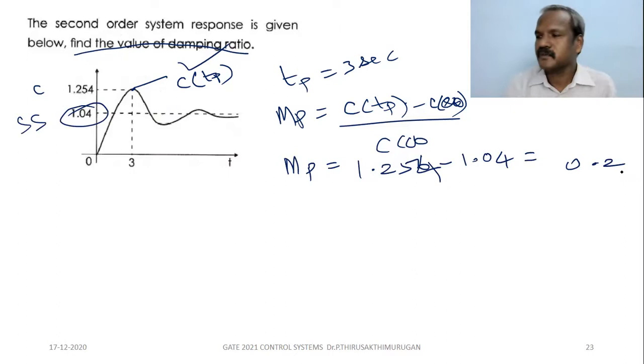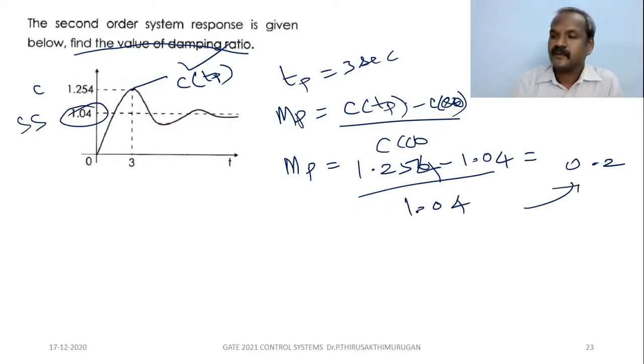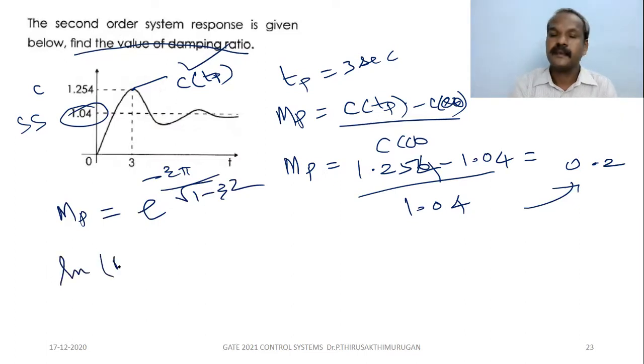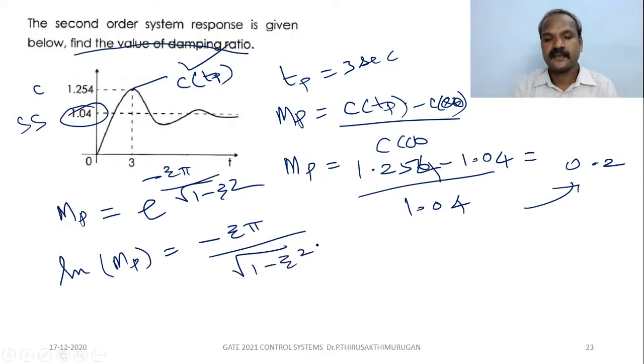From this, you substitute. So if you substitute this value here, 1.04, you will be getting 0.2. So maximum overshoot equals 0.2. Please remember MP equals e to the power minus zeta pi divided by square root of 1 minus zeta square. Apply natural log on both sides. So ln MP equals minus zeta pi divided by square root of 1 minus zeta square.